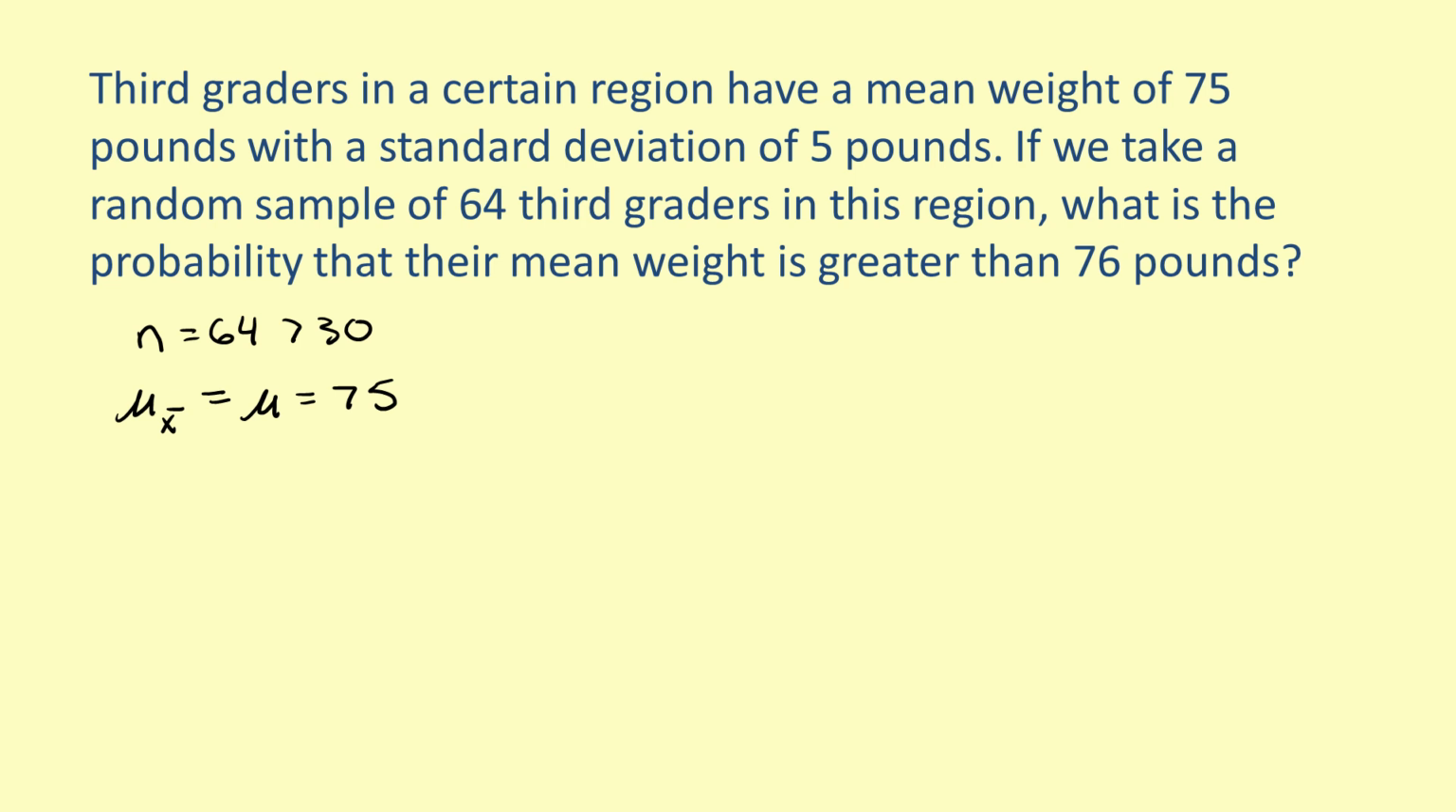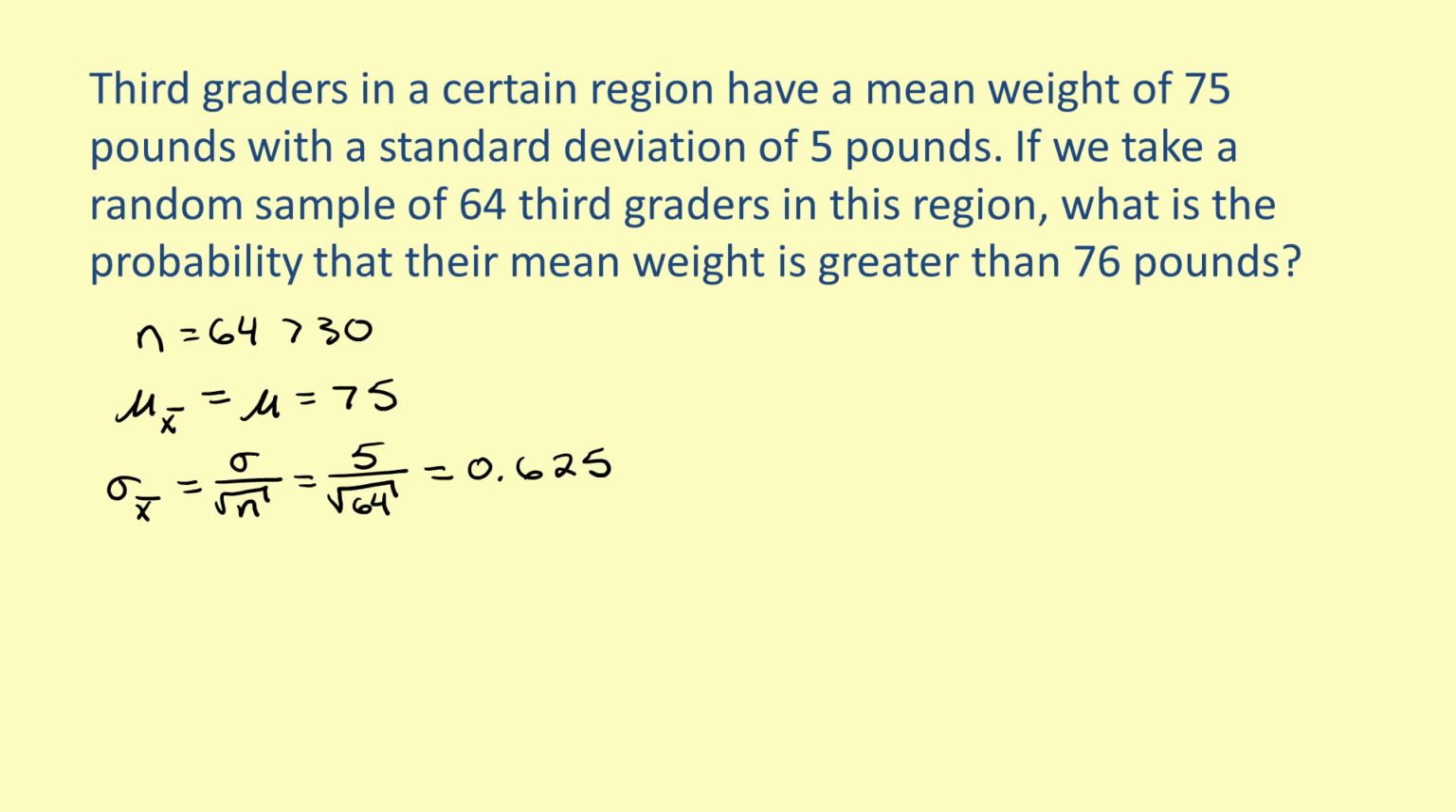The standard deviation of the sampling distribution, sigma sub x bar, is equal to the population standard deviation, sigma, divided by the square root of the sample size, n. We're told that the population standard deviation is 5 and our sample size is 64. So we can substitute those values. Evaluating, we get a result of 0.625.